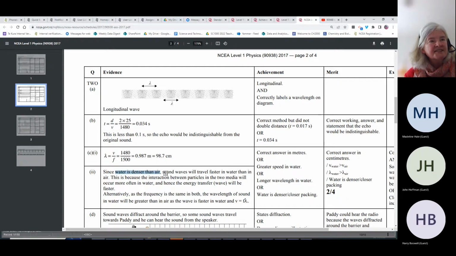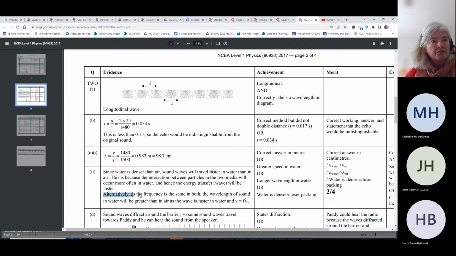So since water is denser than air, that's the how part. They'll travel faster. And now this is all those little bits in between, the how and the why, so that there's going to be more collisions. They haven't done it quite, but they have mentioned the energy transfer, and they've talked about the interaction between particles. I spoke about collisions between the particles because they're closer together. They've said denser, but I've said closer together, but the same ideas are there.